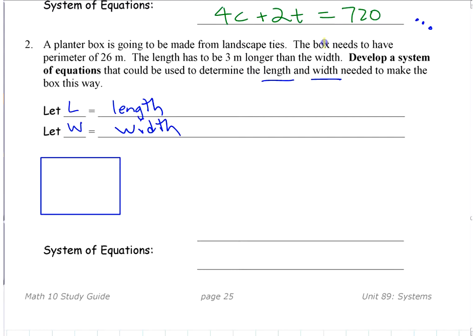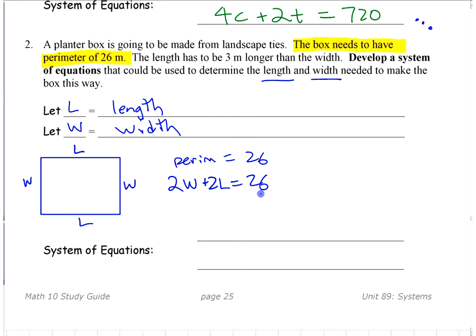One of the things that it says is it has to have a perimeter of 26. Perimeter equals 26. That's where one of your equations is going to come from. Now, if you have length and width, and perimeter of a rectangle we said before is 2 of these and 2 of those, right? You can write it 2W plus 2L equals 26.